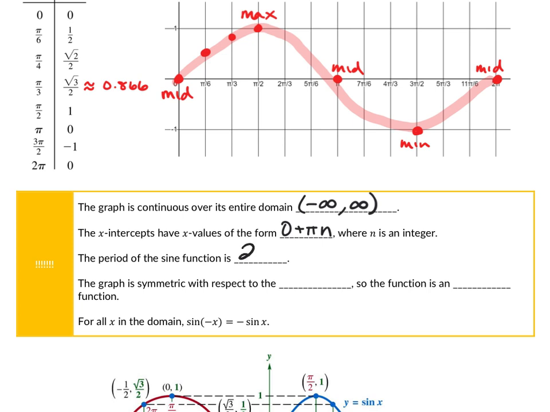The period of the sine function is 2 pi. That's how long it takes to complete the shape from 0 up, down, back to a 0. Since we can rotate it around the origin and it looks the exact same, this means that the function is an odd function. For all x values in the domain, if you plugged in a negative x value, you'd get the opposite sine value, which we'll deal with later when we do identities. That's where this comes in handy, but it is a part of this function itself.